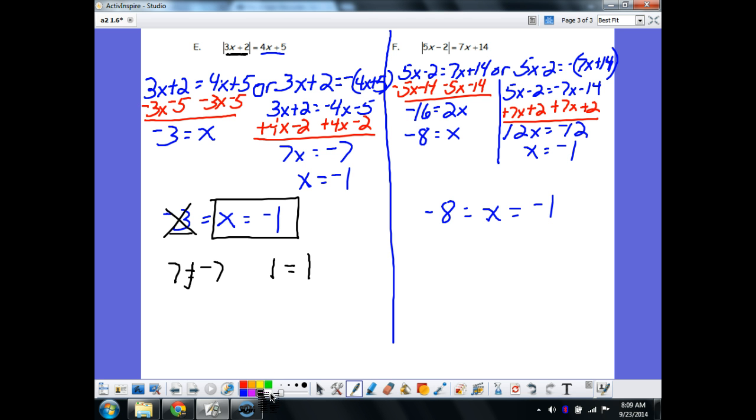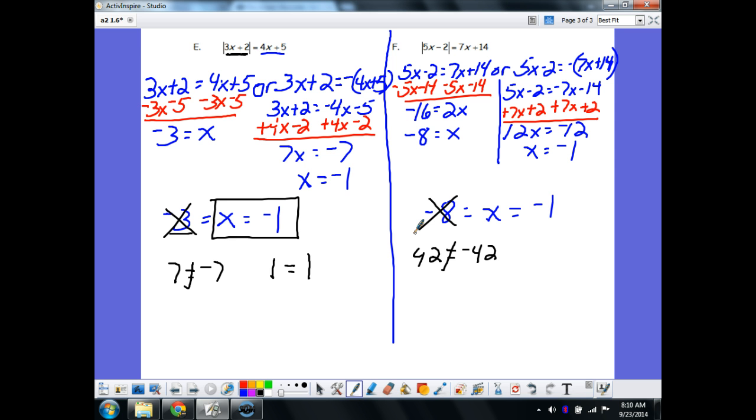So now for the check, we'll start with the negative 8. 5 times negative 8 is negative 40. Minus 2 is negative 42. Absolute value of that is 42. Is that equal to what we end up with on the right side? 7 times negative 8 is negative 56. Plus 14 is negative 42. These two are not equal, so therefore negative 8 is not a solution.